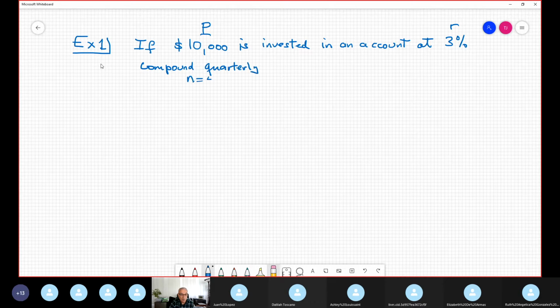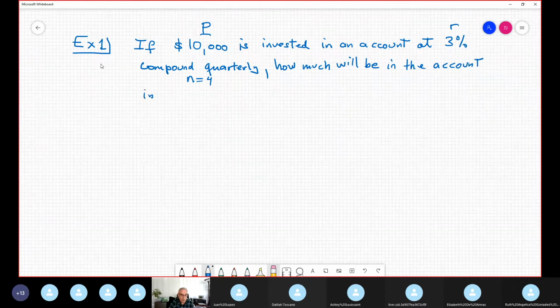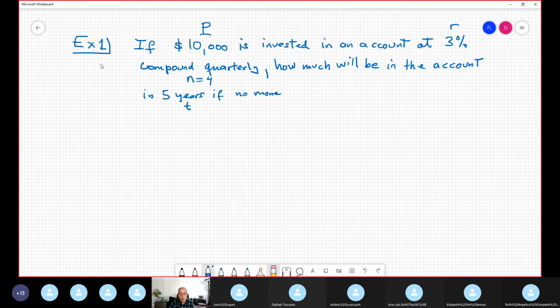That means N is 4. The question is how much will be in the account in 5 years. T is the time, 5 years, if no money is withdrawn.